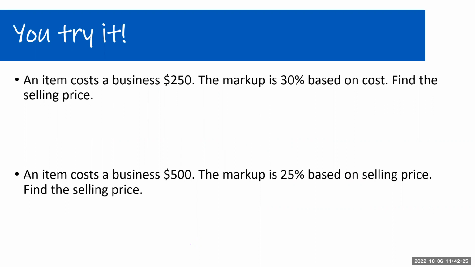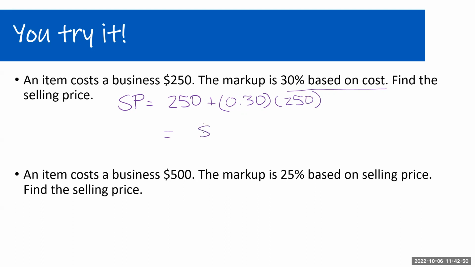An item costs the business $250. The markup is 30% based on cost. Find the selling price. Well, remember our selling price is going to be our cost plus our markup, which is 30% based on cost. So it's going to be 30% of our cost. And this is going to give us $325. So we'll sell it for $325.